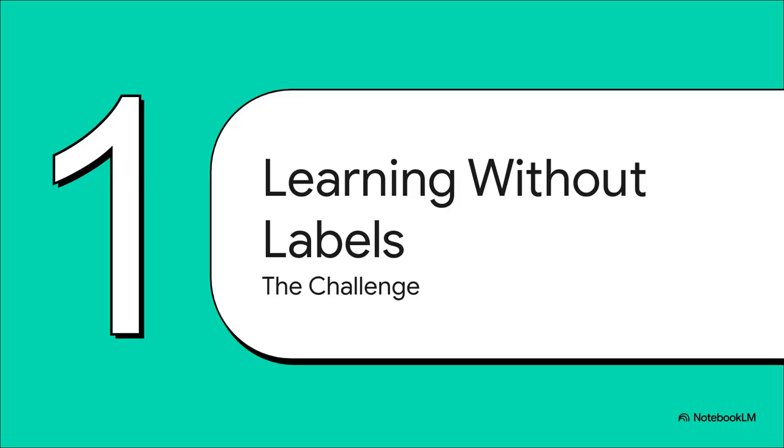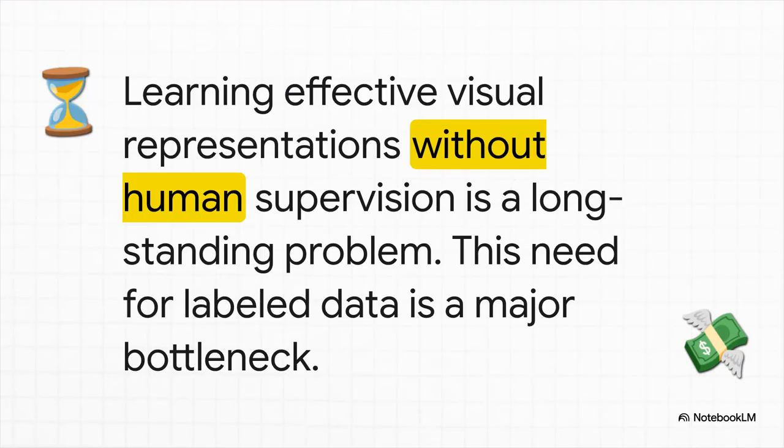All right, so first things first. Before we get to the solution, we really need to understand the problem SimCLR was built to solve. See, traditional AI is incredibly data hungry, and getting that data is a real pain. Just think about it for a second. Every single cat photo, every medical scan, every stop sign in a dataset for a self-driving car, someone, a human, had to sit there and manually tag it.